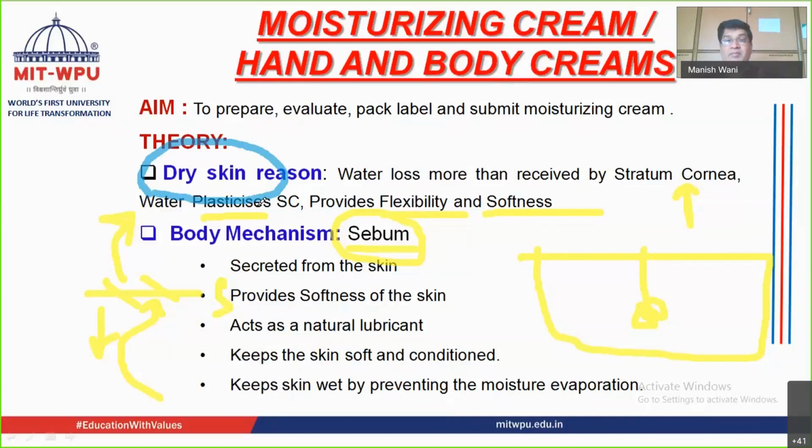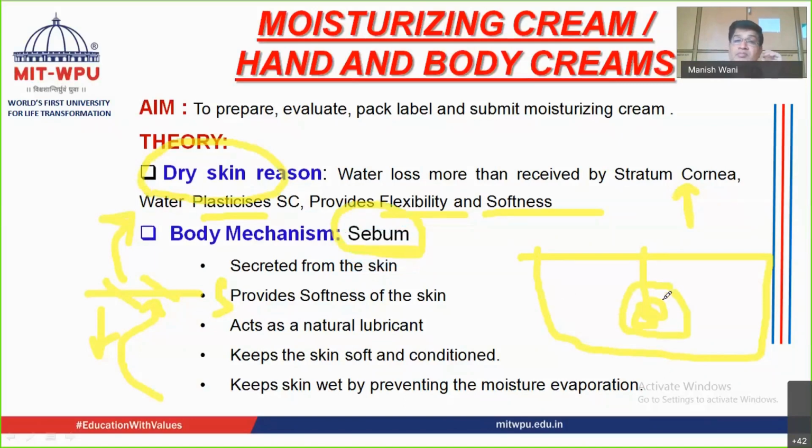You have dry skin, you have oily skin, and you have normal skin. If the skin is dry, there are other types of cosmetics that are used. If the skin is oily, then there are different types of cosmetics that are being used. And all this, dry, moist, or oily or normal skin, depends upon the secretion of sebum from the sebaceous gland.